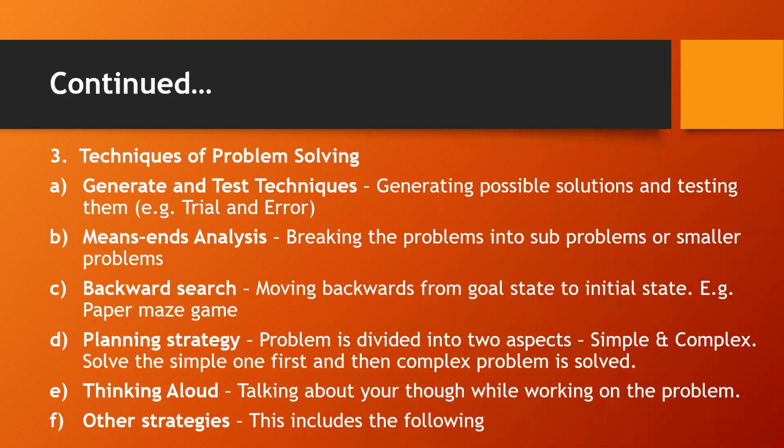The second is means end analysis. Now, what is means end analysis? Breaking the problem into sub-problems or smaller problems. Means end analysis has two important components. First, you divide the problem into a number of sub-problems or smaller problems, and then you try to reduce the difference between the current state and the goal state for each of the sub-problems. It is a version of divide and rule, that is, divide and conquer.